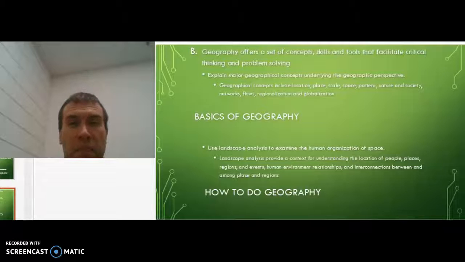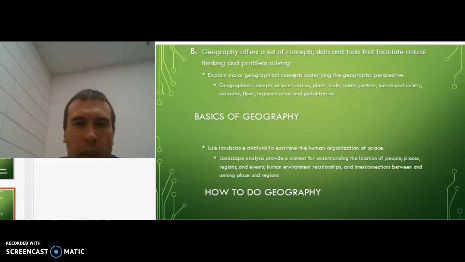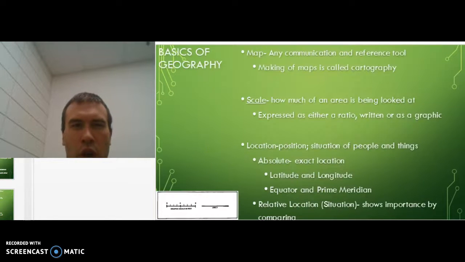This lecture will focus on the basics of geography and the overarching themes and vocabulary that will help us understand geography concepts going forward. So first, let's look at some of the basics regarding just a map.